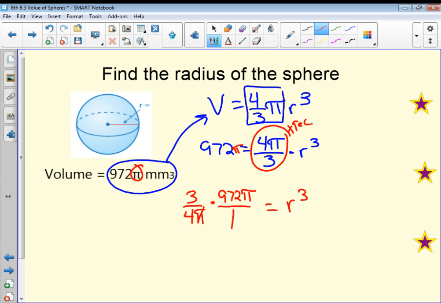Okay, I can cross cancel my pi's. I can probably also cross cancel the 4's, but I did that in the previous one. So this one I won't. I'll go through and actually solve it without cross canceling. So on the bottom, 4 times 1 is 4. And then I can take 3 times 972, and that gives me 2,916. So now if I just take 2,916 divided by 4, that's going to simplify it even further to 729 equals radius cubed. Final step, we need the cubed root.